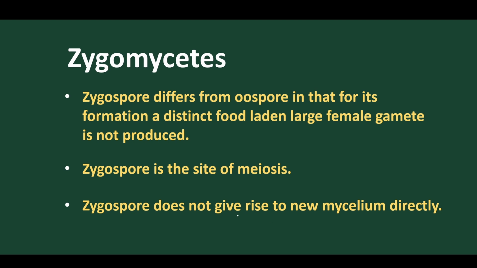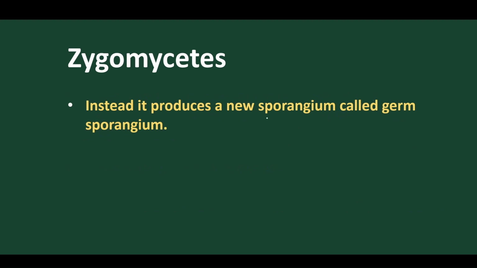And we find zygospore does not give rise to a new mycelium directly. Suppose this is the zygospore present. They undergo meiosis to produce spores, which is n, and this is 2n. And this spore gives rise to mycelium, which is not a true mycelium. It is a resting mycelium. It is a primary mycelium. And this primary mycelium is of different types. That is, this mycelium so produced is called sporangium, that is germ sporangium.